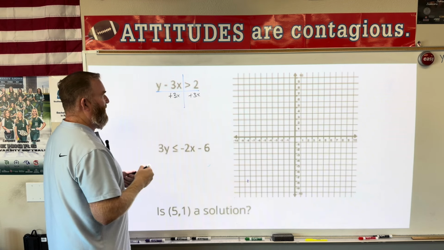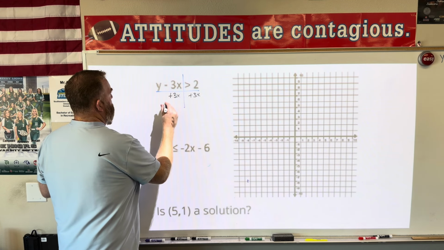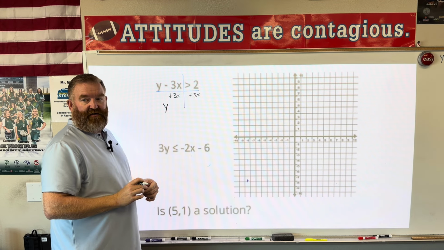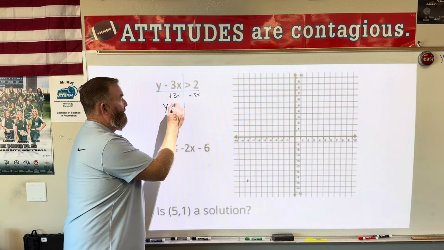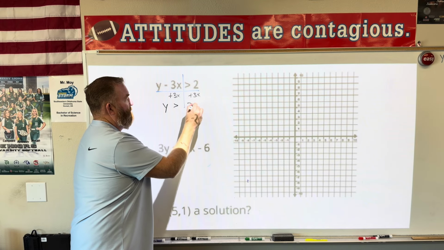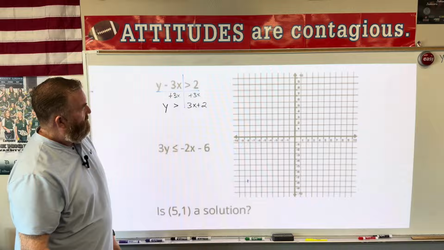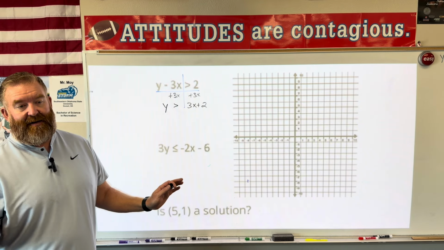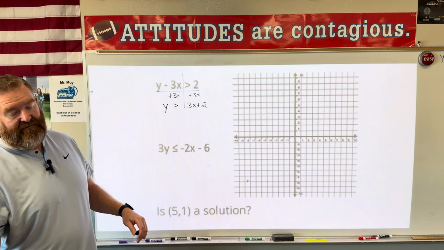I'm trying to find a marker I like. Y. Oh, there it is. Did I divide by a negative? Do I need to flip the arrow? No. So don't flip the arrow. y greater than 3x plus 2. Correct? Everybody good? Write this down. These are on your notes. Guys, this is on the back page. Oh, it's on the front page, actually.